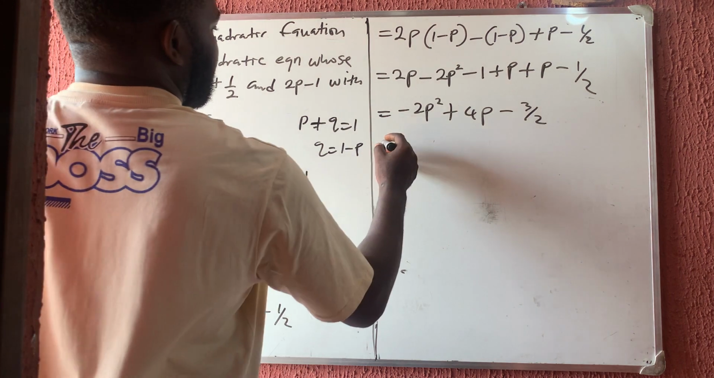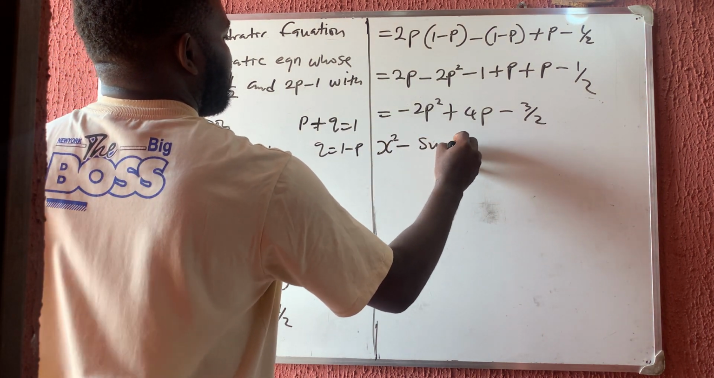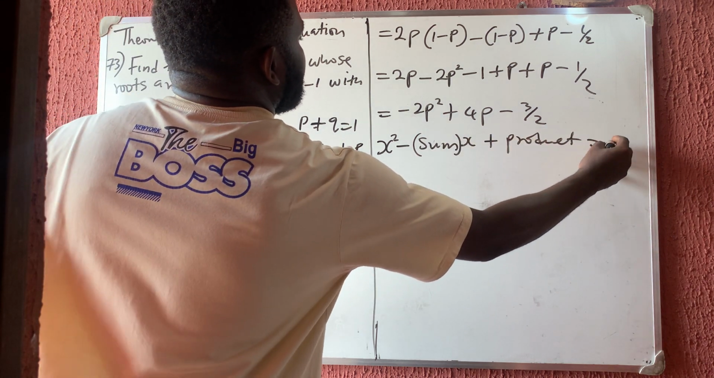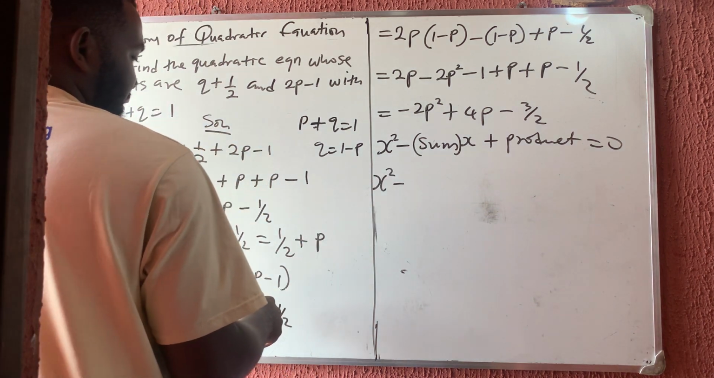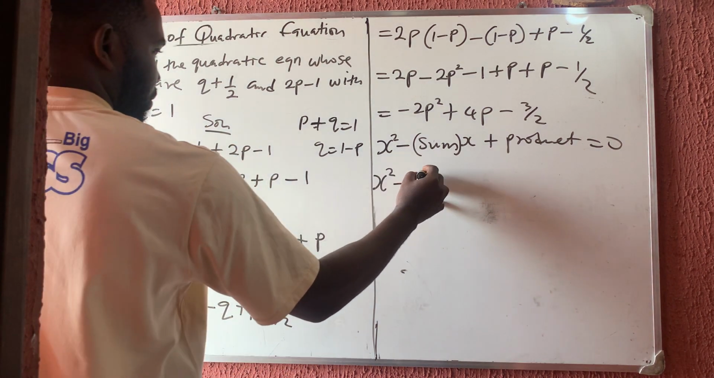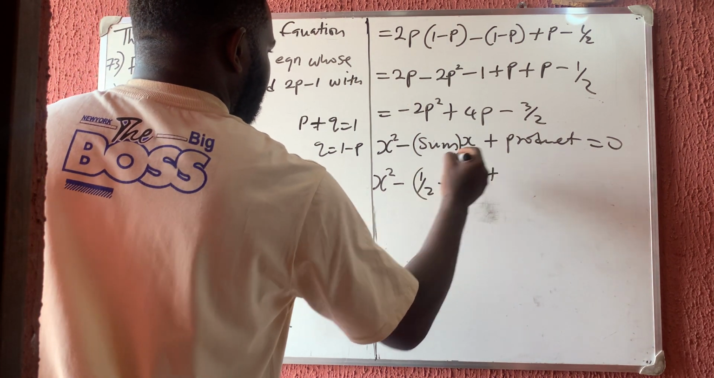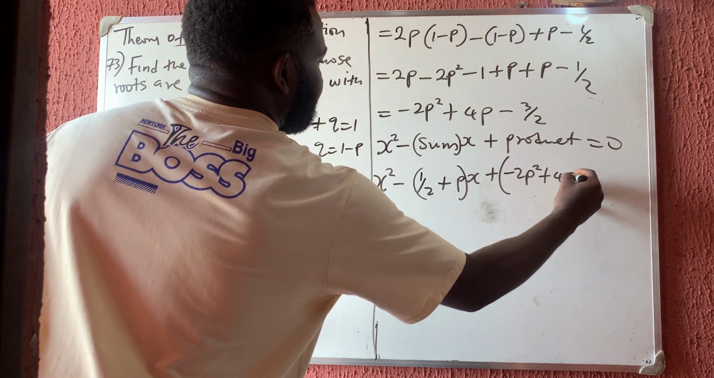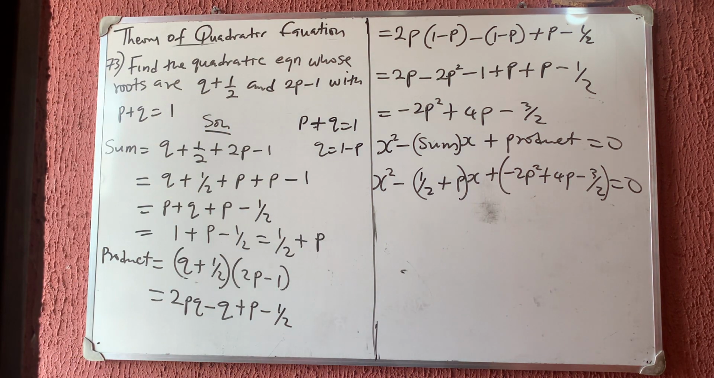We now say that for a quadratic equation, the quadratic equation is x squared minus the sum, you put x there, plus the product is equal to 0. So what do we have? X squared minus the sum here. We got the sum to be 1 over 2 plus P, put our x, then plus the product will now be minus 2P squared plus 4P minus 3 over 2 is equal to 0. So this is the quadratic equation.